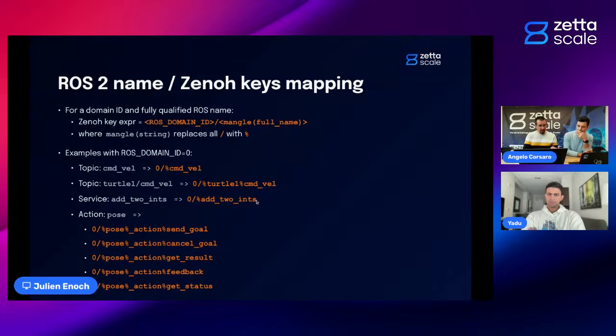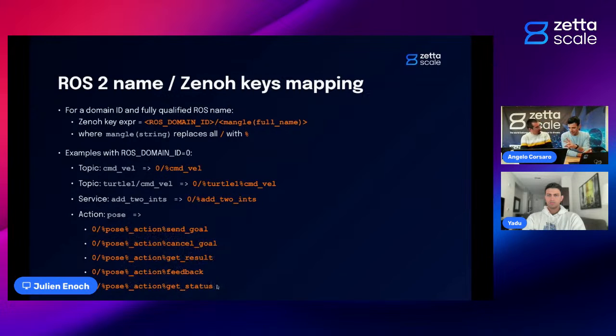Exactly. Actions are quite a bit more complex, because an action is composed of 3 different services: the send goal, the cancel goal, the get result, plus 2 topics for publication, which are feedback and get status. So for a pause action, we keep a similar mapping to what we used to have with DDS, but here with the Zenoh key expression, it will give 0/%pause, %_action to notify that all of these key expressions are for an action, and then %send goal, %cancel goal, %get result, %feedback for the publication, and %get status for the publication.